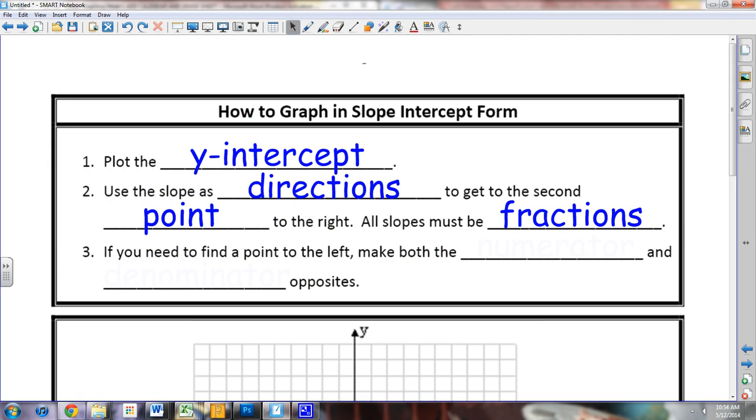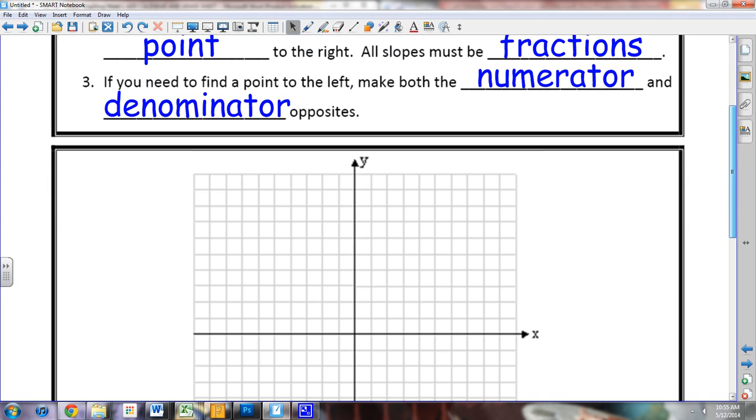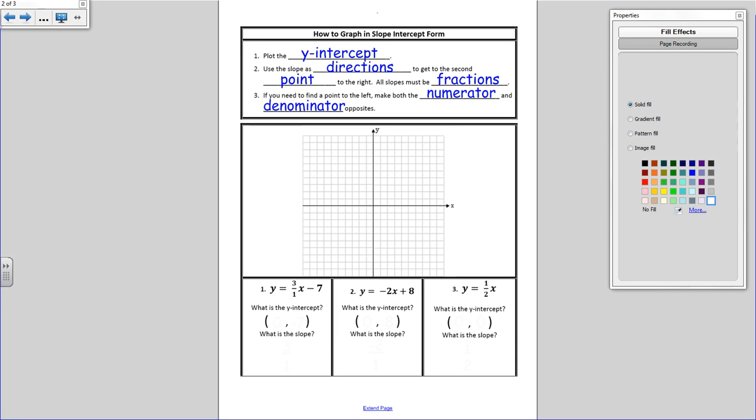If we have to go the other direction, let's say the graph you were given was too small, or you want to find an extra point just to check if you're correct, make the numerator, which is our rise, and our denominator, which is the run, opposites. So if it's negative, it becomes positive. If it's positive, it becomes negative. So you can find points in both directions.